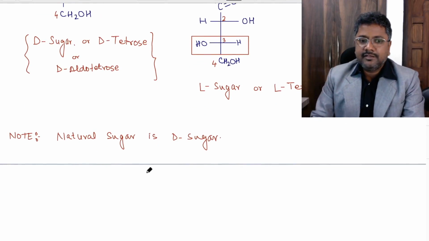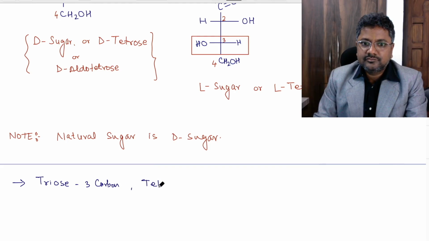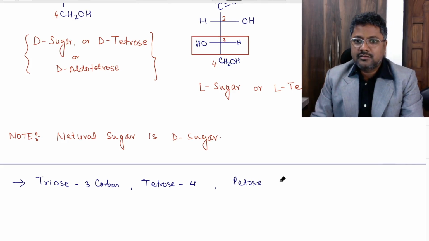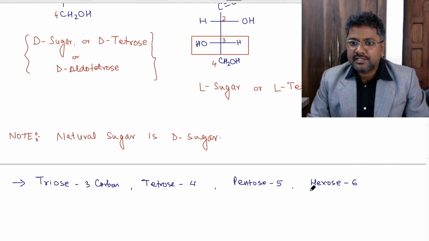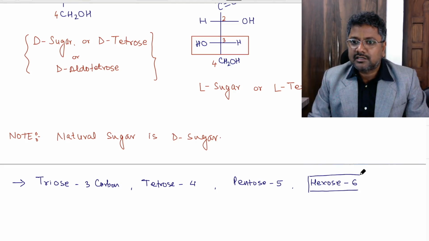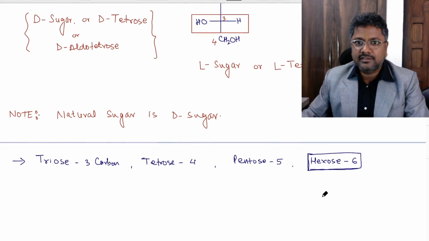If your sugar has three carbons, it is triose for a three carbon sugar, tetrose for four carbon, pentose for five carbon sugar, hexose for six carbon. In your syllabus, six carbon sugars are there: glucose, fructose. So hexose means six carbon sugars are in your syllabus.